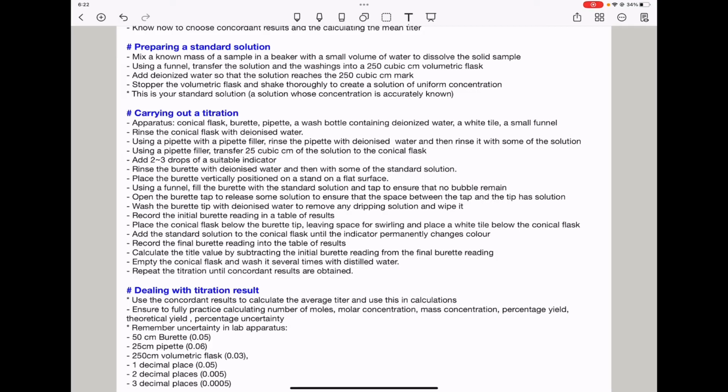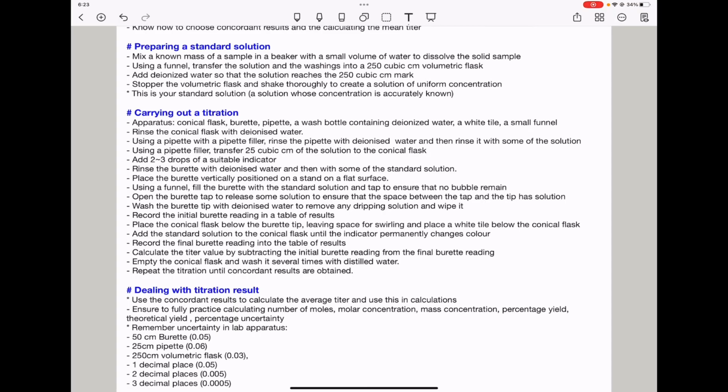Place the conical flask below the burette tip, leaving space for swirling, and place a white tile below the conical flask. That makes it easier for you to see the endpoint. So add standard solution to the conical flask until the indicator permanently changes color. Then record the final burette reading into the table of results.